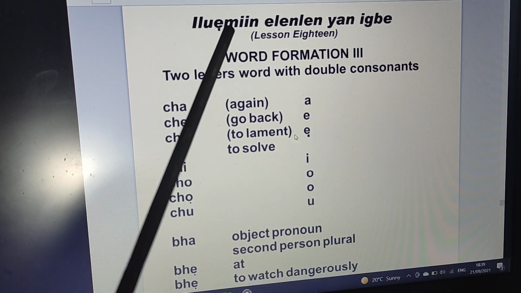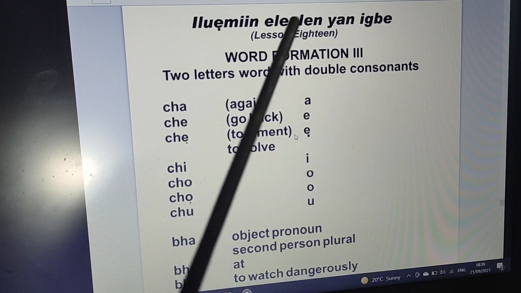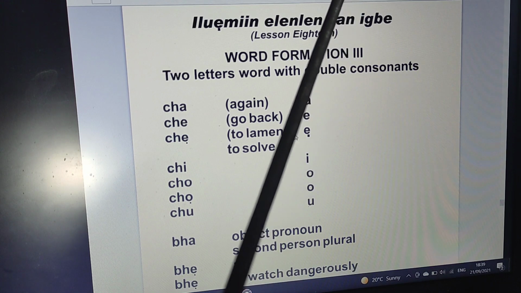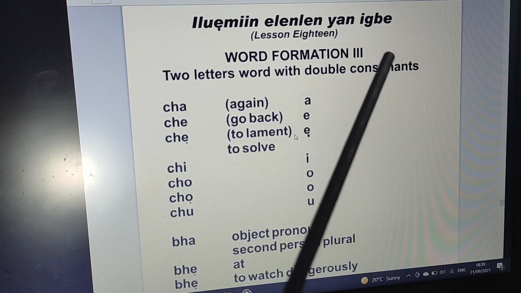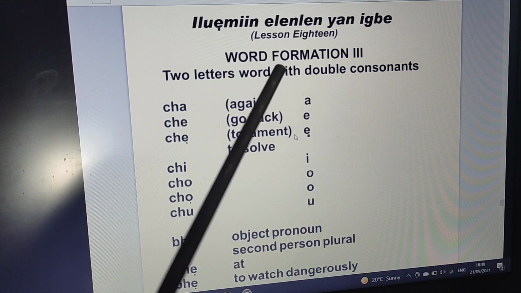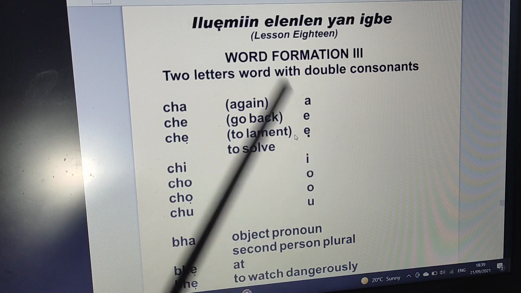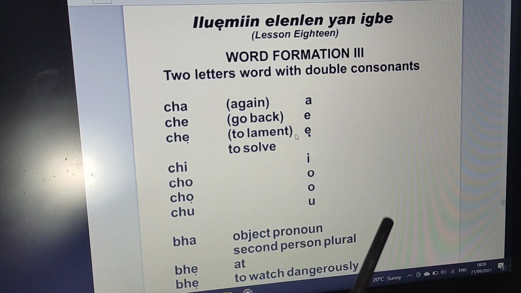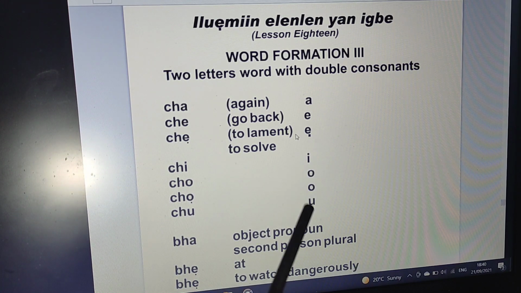So today's lesson is Ilwemi Elenlenya Igbe, which is lesson 18. Elenlenya Igbe is 8 on top of 10. If you want to remember the numbers, I did 2 videos on numbers. If you scroll down to the beginning of my lessons, you will see them there. So anyway, let's quickly go through this without making this video too long.